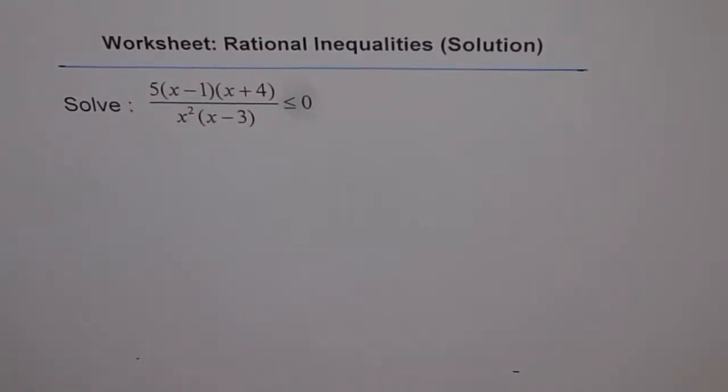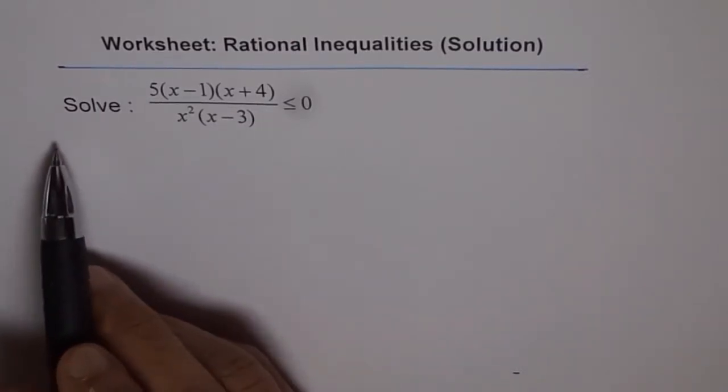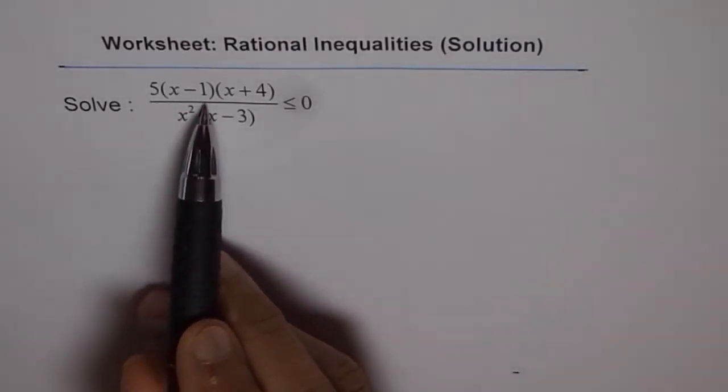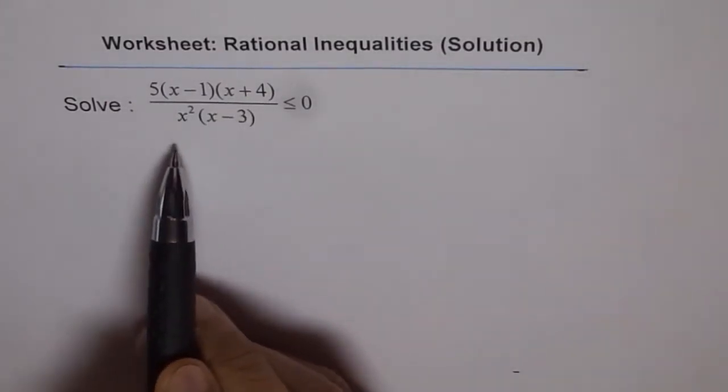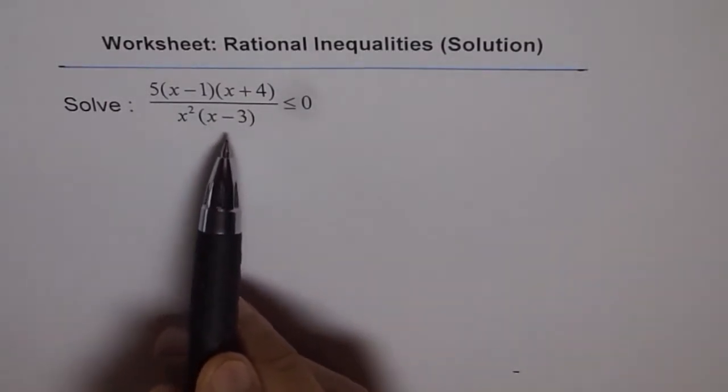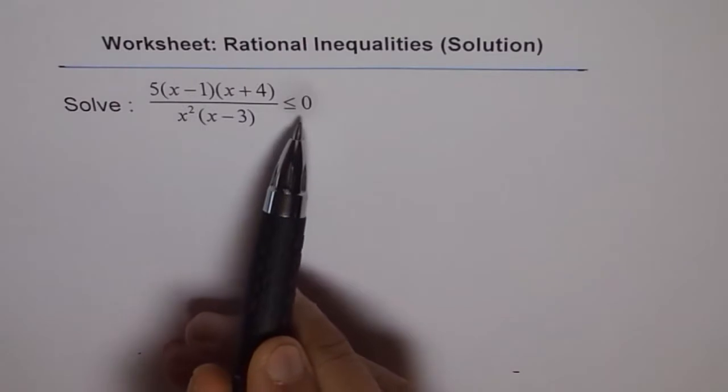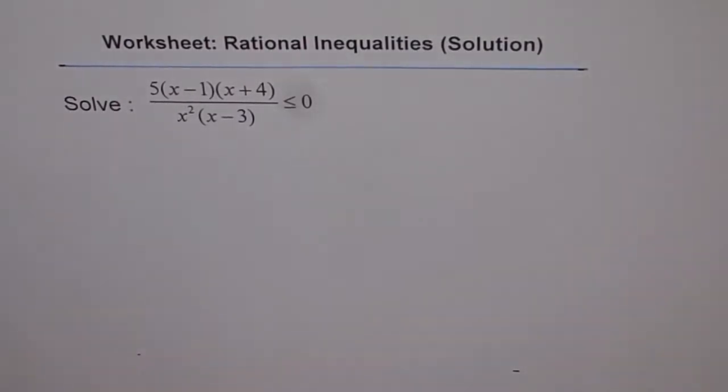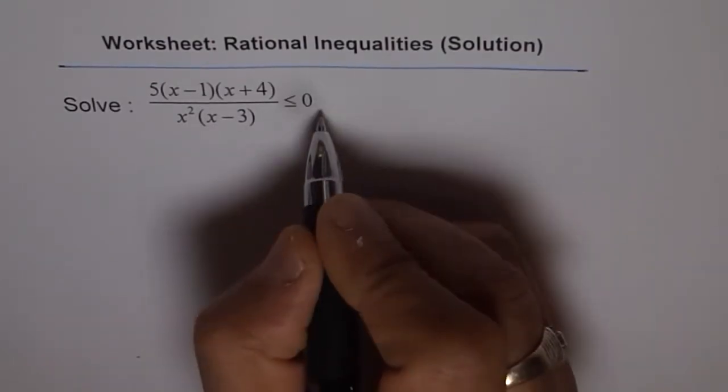Here is the solution for the third problem on our worksheet on rational inequalities. Solve 5 times (x minus 1) times (x plus 4) divided by x squared times (x minus 3) less than or equal to 0, right? Whenever you have an inequality like this, the first step is to write down the restrictions, right? They will never be in your solution set.